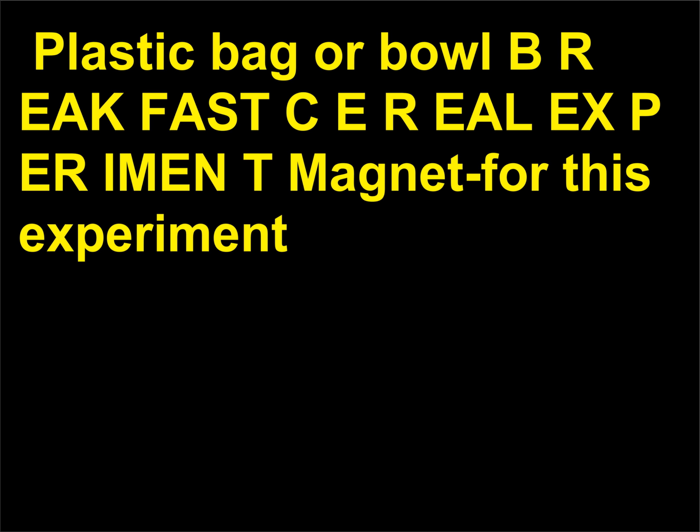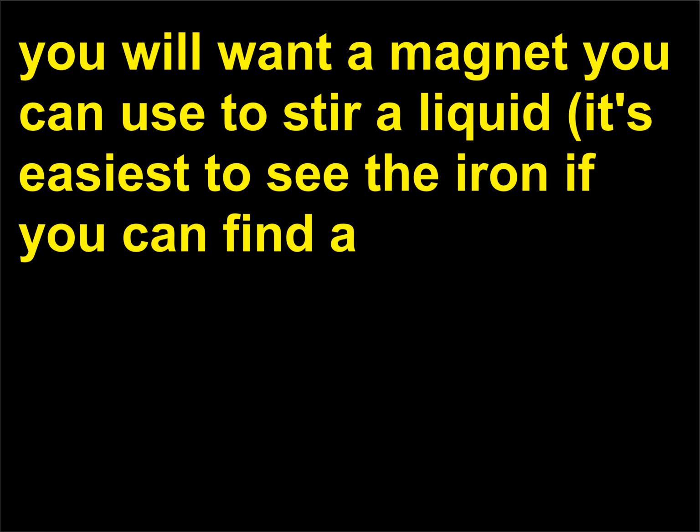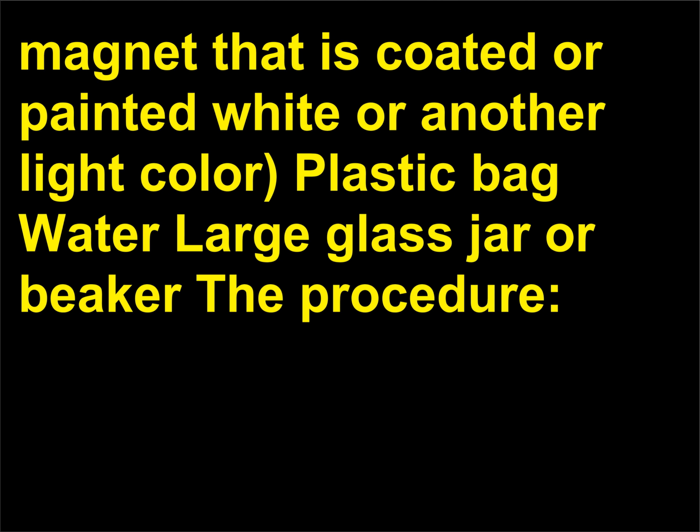Plastic bag or bowl. Breakfast cereal experiment: you will want a magnet you can use to stir a liquid. It's easiest to see the iron if you can find a magnet that is coated or painted white or another light color. Plastic bag, water, large glass jar or beaker.